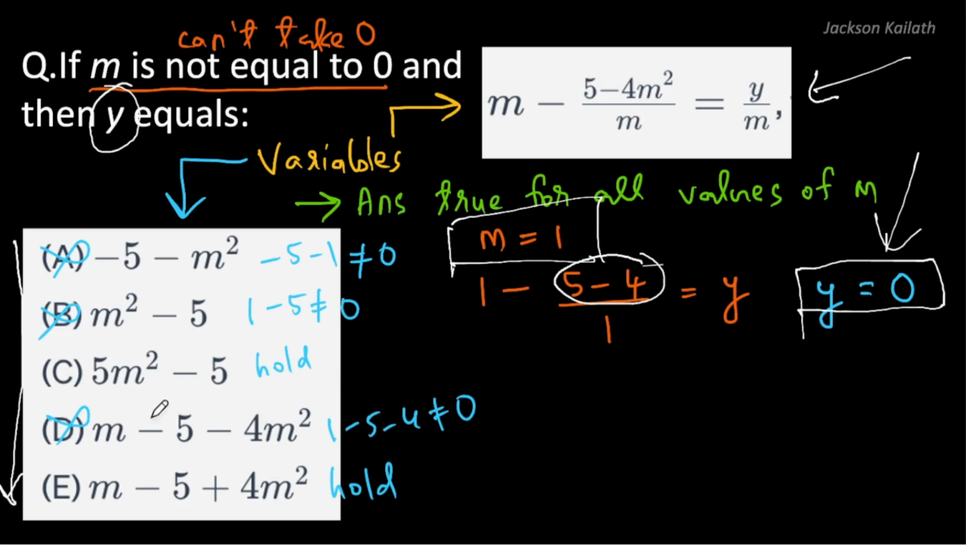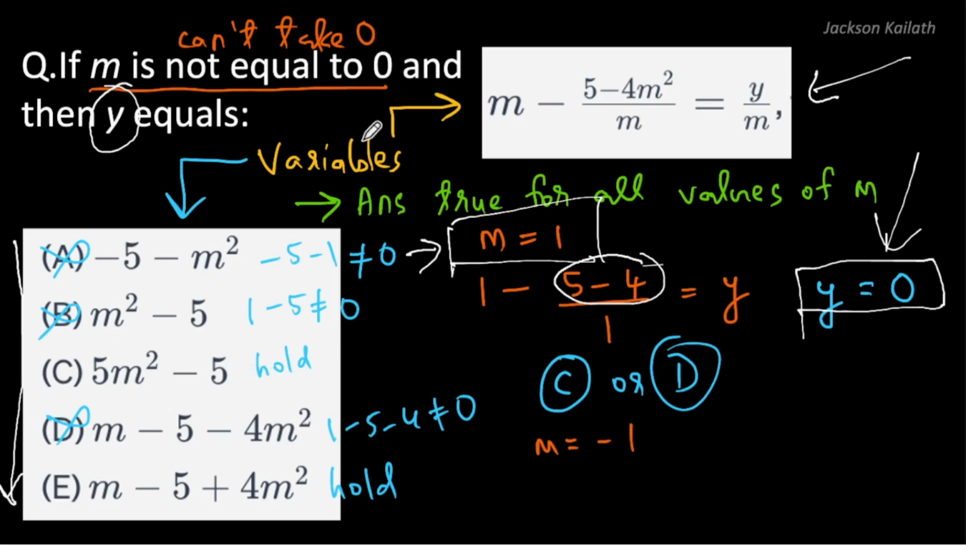Now, when this is the case, that is when you have more than one of the options working out, you have to try another value. So we have seen that C or E is the answer. Now, initially we substituted m is equal to 1, right? Now let's try m is equal to minus 1. Remember, the only criteria is m should not be equal to 0. That's the only thing mentioned over here. So m can be equal to minus 1 as well. So let's substitute this over here.